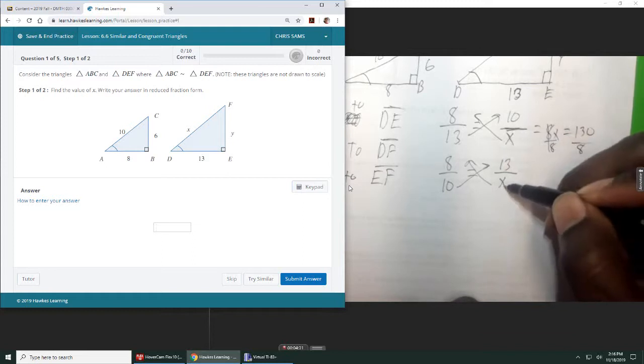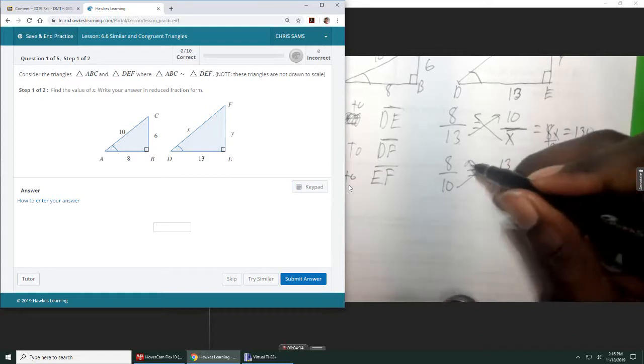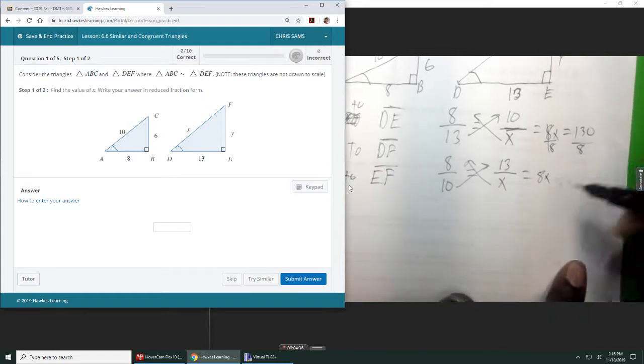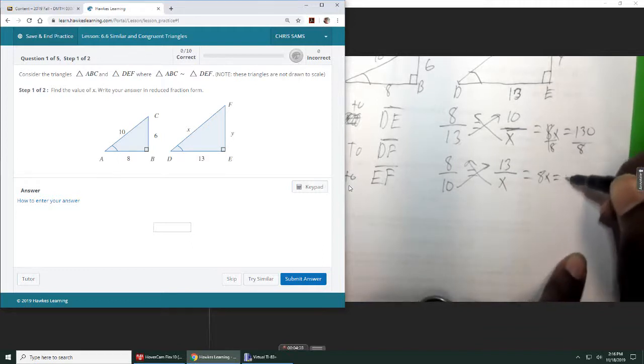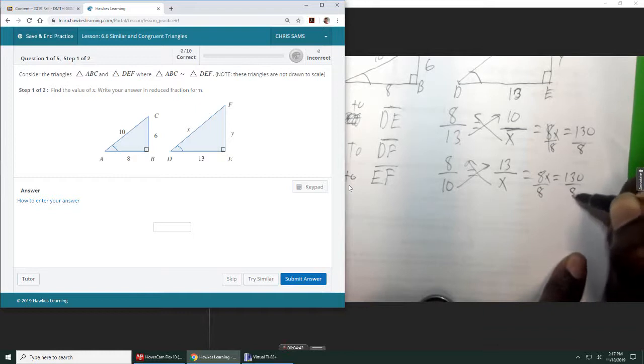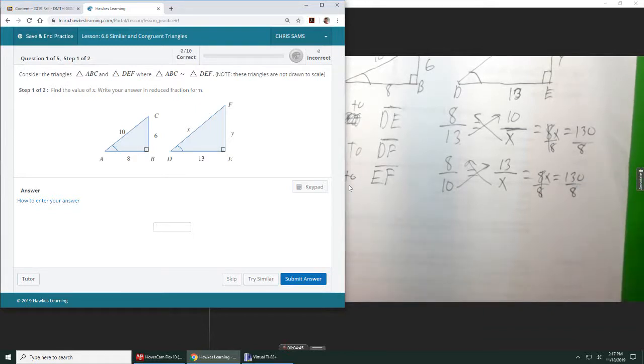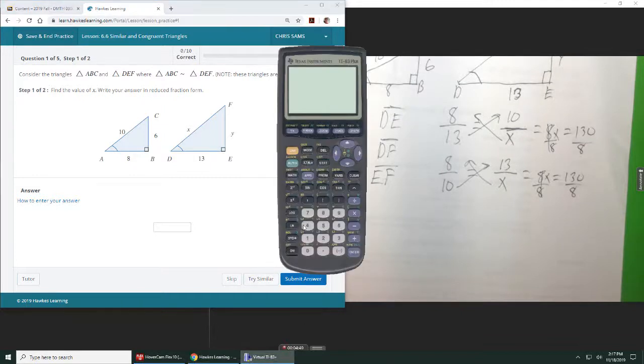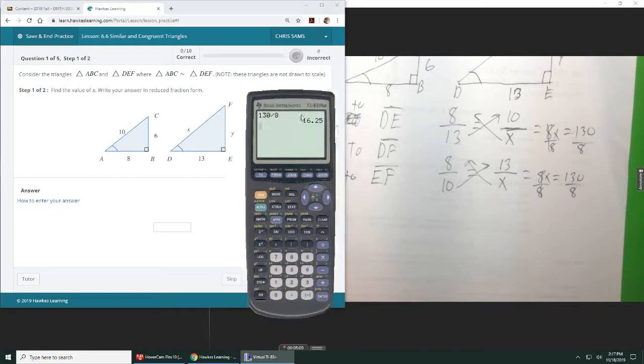Over here, if I did that same thing, we would end up with 8x. And then 10 times 13 equals 130. So same difference. Divide by 8, divide by 8, and you end up with the same thing. So x is equal to 130 over 8. So we're going to compute this. 130 divided by 8, and we get 16.25.